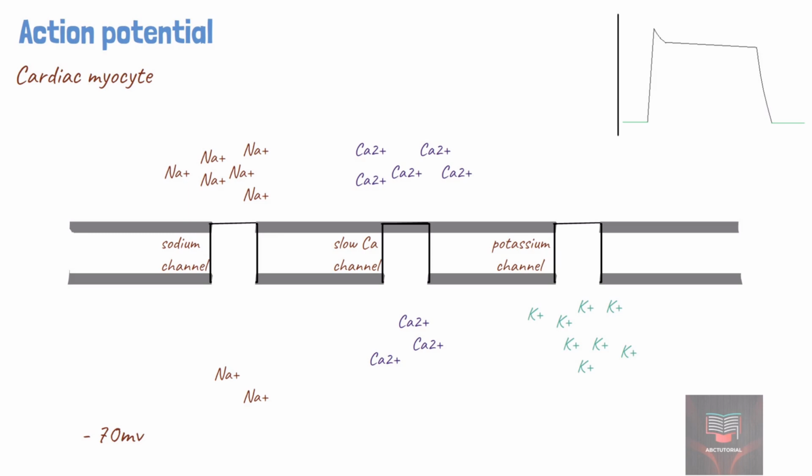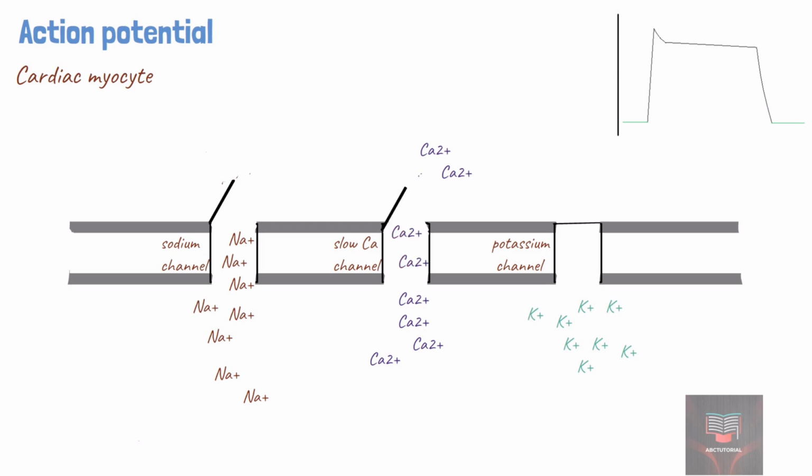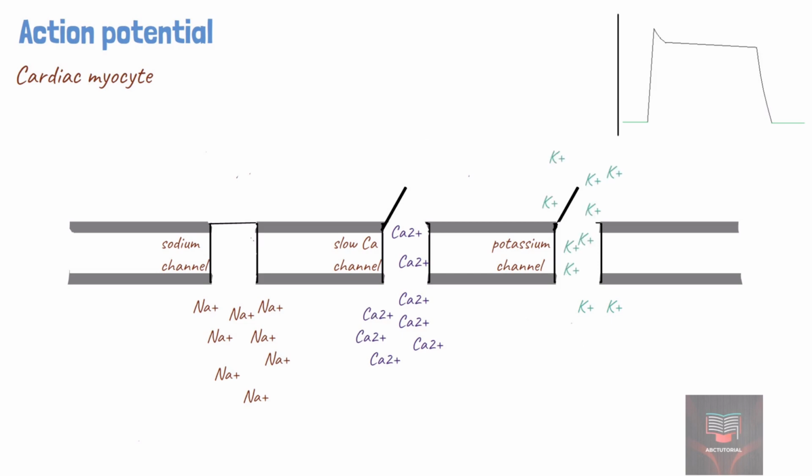At this stage, the fast sodium channel opens, leading to rapid influx of sodium and a sharp depolarization of the cells. During this time, the slow calcium channel also opens, leading to slow influx of calcium ions. At the peak of depolarization, the sodium channel closes quickly and the potassium channel opens, leading to a slight decrease in membrane potential known as early repolarization. The calcium channel, however, remains open and the potassium efflux is balanced by the calcium influx, leading to a plateau.